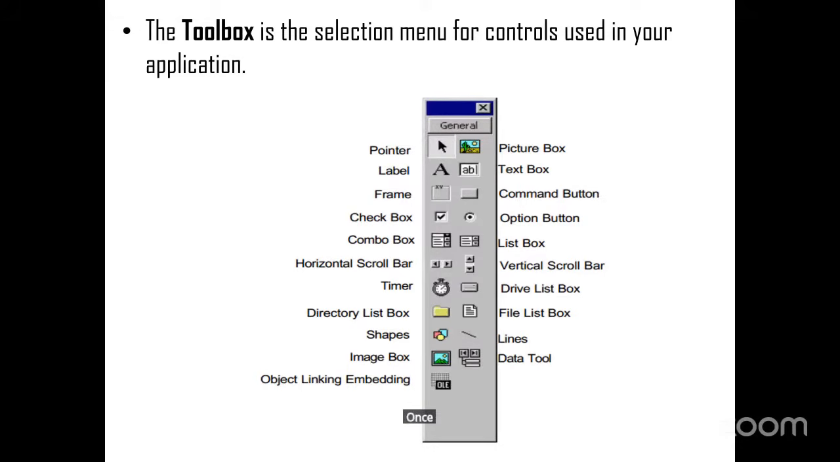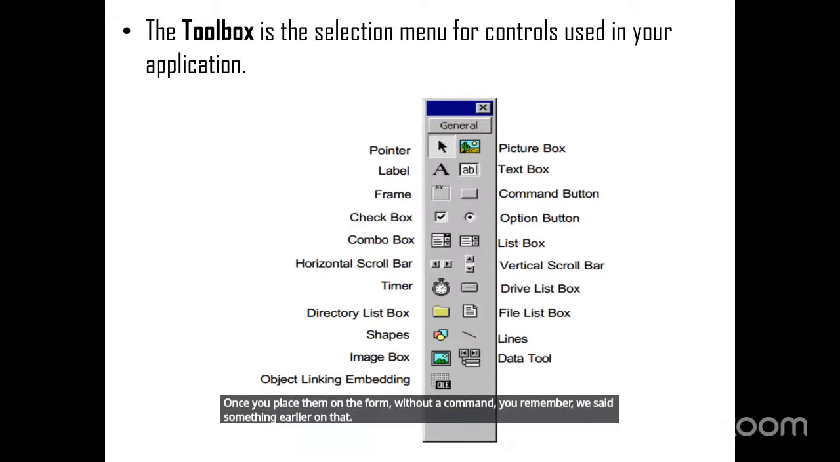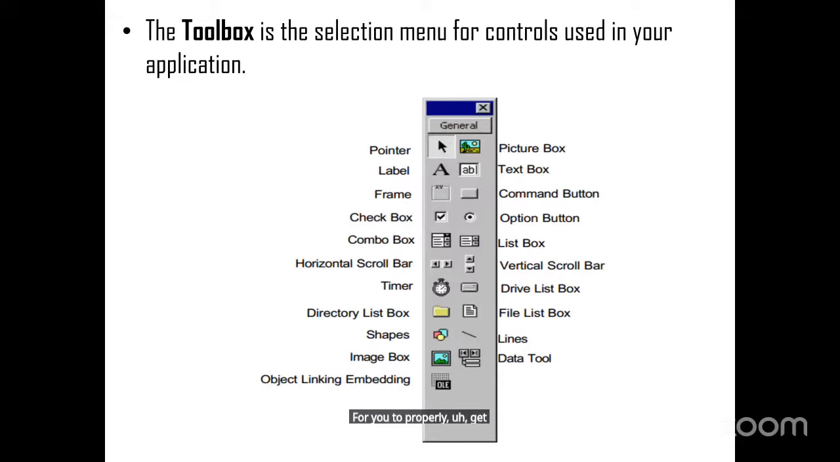Once you place them on the form without a command, you remember we said something earlier on that for you to properly get a typical Visual Basic program, there must be the issue of the control and the command. The control is where you get your form and place all of this on it. The command is the code that will trigger. Once an event is clicked, it is what will trigger the event to perform certain tasks.